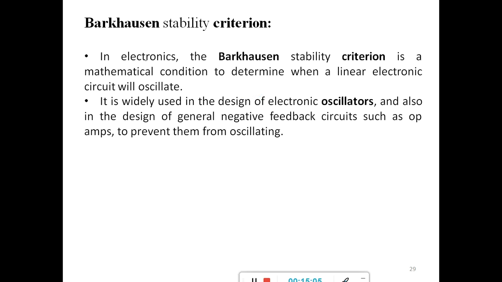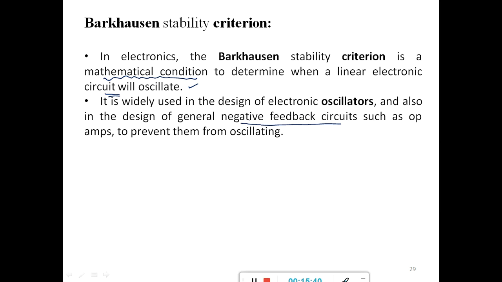Then some more important points about these things are here. The Barkhausen's stability criterion is a mathematical condition. Okay, we'll have to understand that, which is used to determine when a linear electronic circuit will oscillate. Okay, so we just discussed about these points. Further, where in particular is this criterion useful? It is widely used in the design of electronic oscillators and also in the design of general negative feedback circuits also.